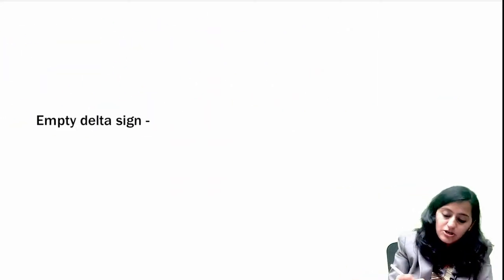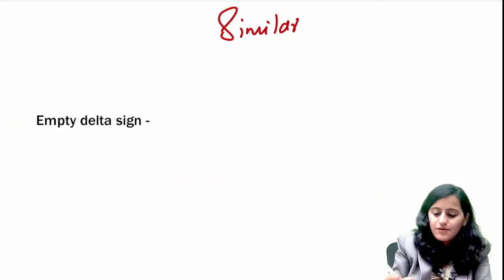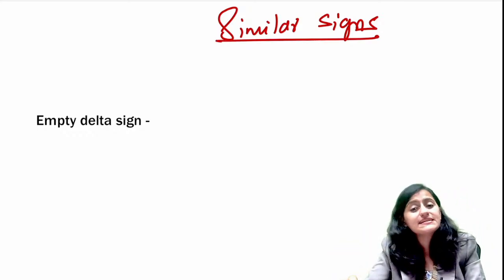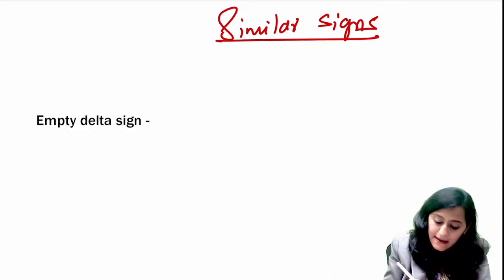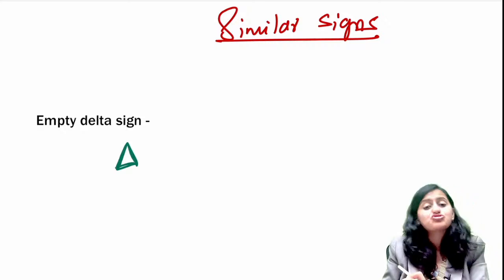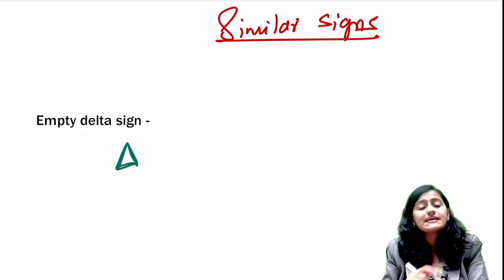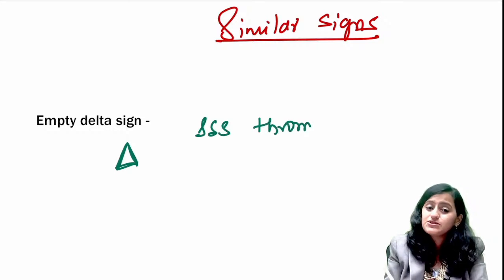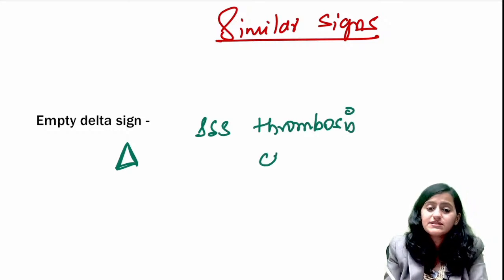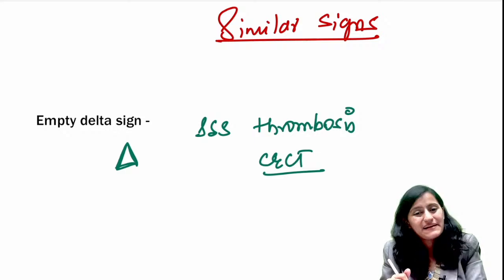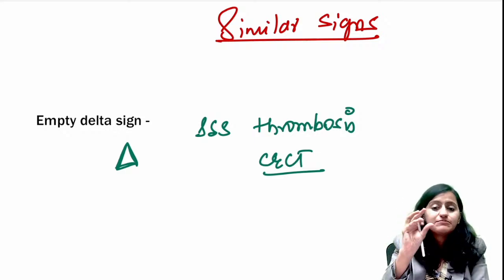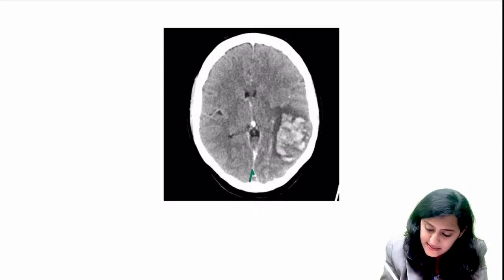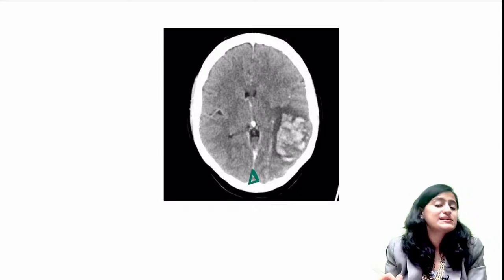Next one. Coming to the similar signs that I was talking about. Where do you see empty delta sign? Delta is like a triangle. So where is the empty delta sign? This triangle is the superior sagittal sinus, right? So the superior sagittal sinus thrombosis on a contrast scan gives this empty delta sign. The thrombus does not allow the contrast to come in. So this is the empty delta sign, superior sagittal sinus thrombosis.